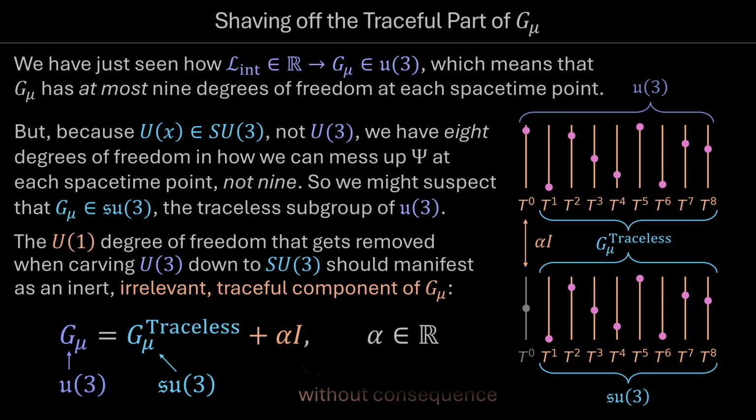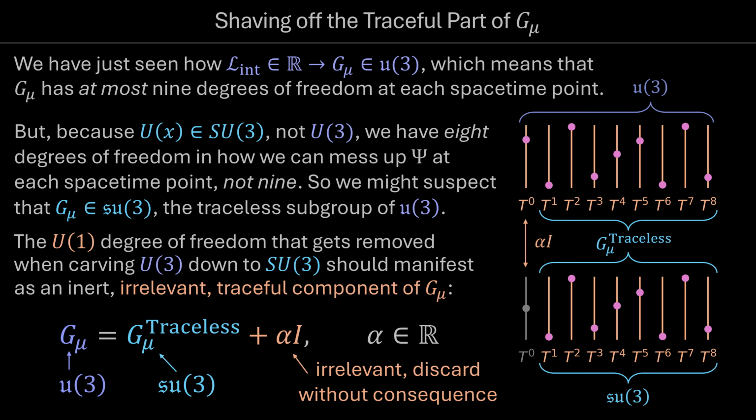So what we're about to see is that this term, alpha I, does not participate in the interaction term in the Lagrangian, and is therefore not physically real. And so therefore we can set alpha equal to 0 without any loss of physical generality, and having done that, we'll then arrive at the beautiful conclusion that the components of our gauge field G mu live in SU3.